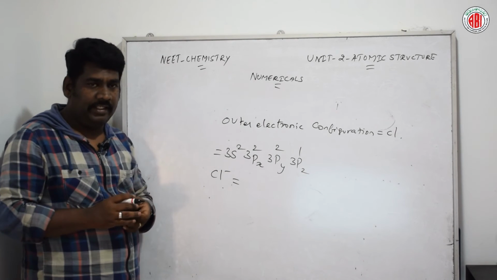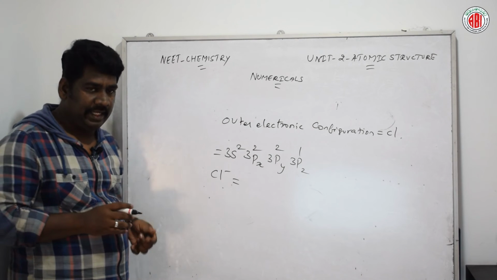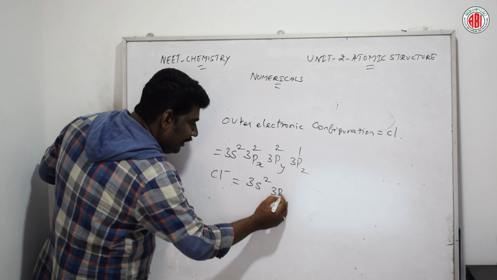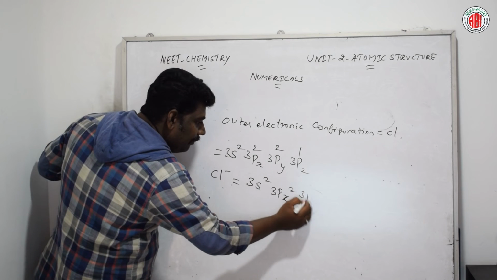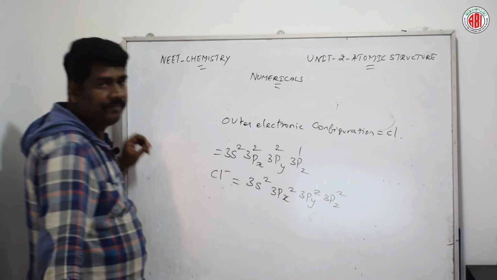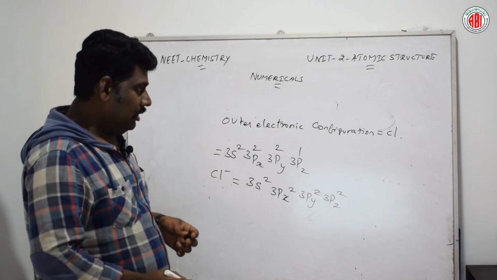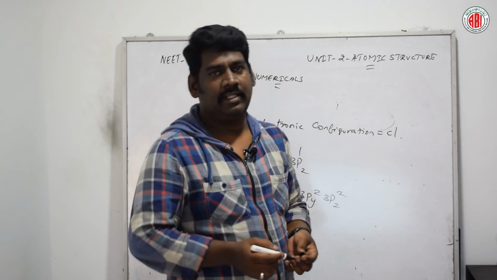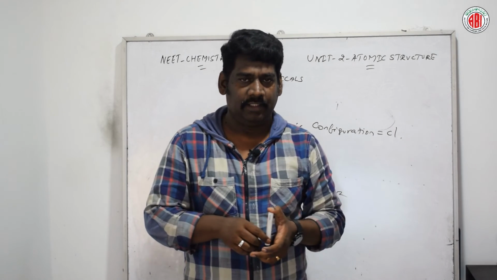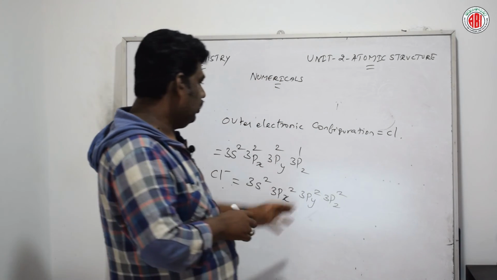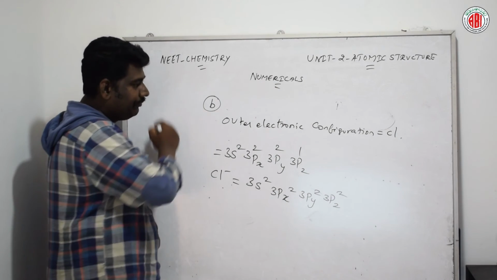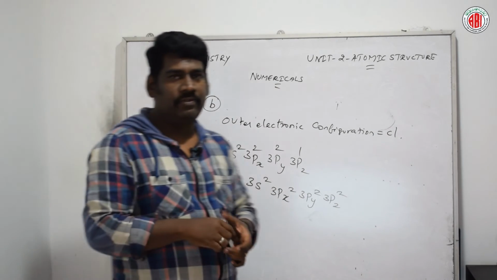Here we are going to write the electronic configuration for the chlorine ion. So that is nothing but 3s2, 3px2, 3py2, 3pz2. So chlorine minus, or the chlorine ion, contains 4 lone pairs of electrons. Okay, so according to this particular question, option B is the right answer. Now let us go for the next question.